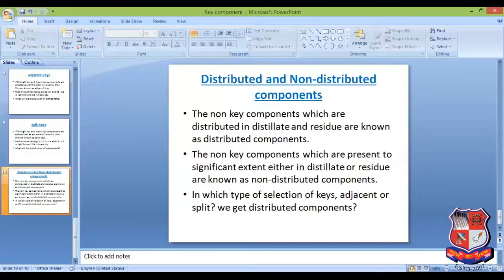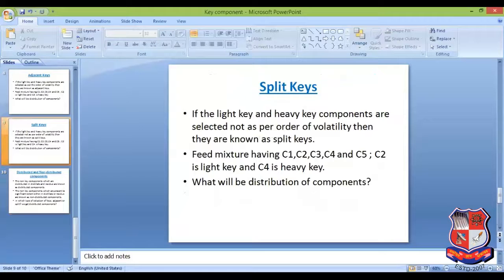Okay, so now the question is, in which type of selection of key, adjacent or split, will we get a distributed component? Think, right? You have the examples of the previous two cases. Pause the video, look, and then think, right? Okay, now you have the answer.